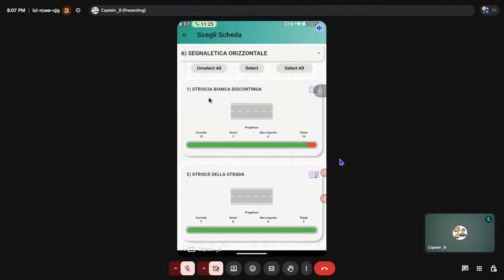Pay attention to number 1. Now, number 1 says strisce bianca discontinua, talking about the strip, meaning the line, white, that is discontinued. Discontinue meaning as it continues, you break. So it's discontinue, which is breaking. The Italian word is also known as tratteggiate. All right. So this one is talking about the discontinue white line, which is this one.